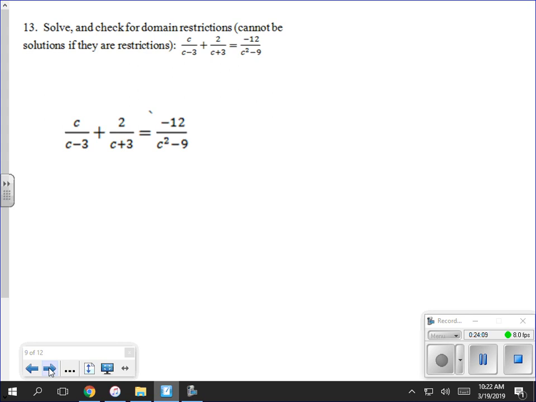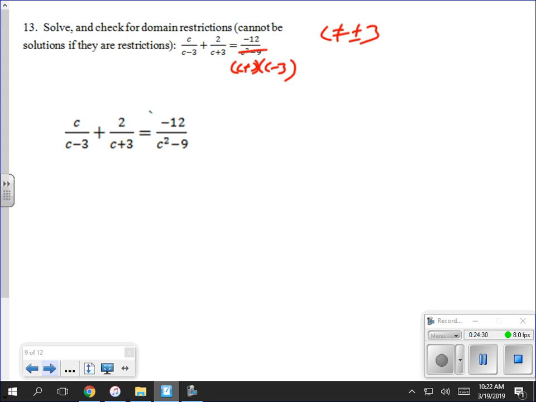This one, multiply by the common denominator. Check for domain restrictions. So c squared minus 9 is c plus 3, c minus 3, so c can't be plus or minus 3. Anything else, I'm good. Plus or minus 3, garbage.